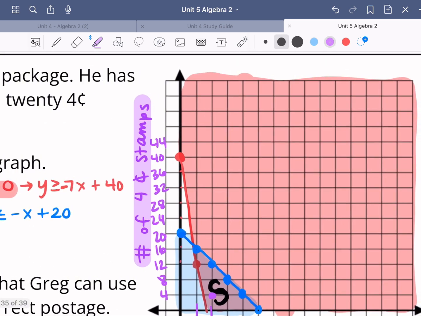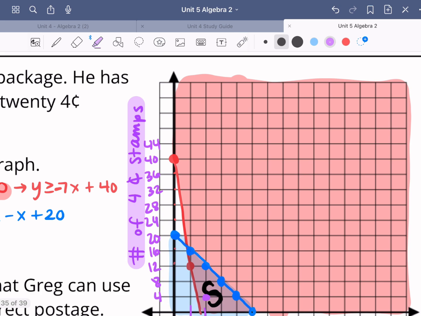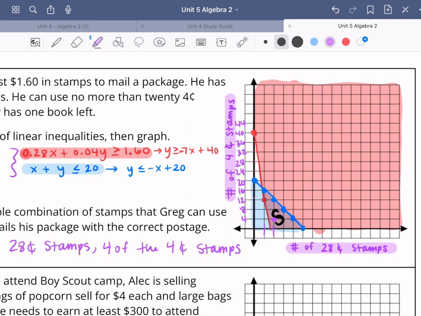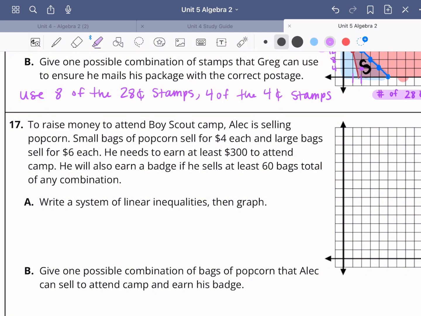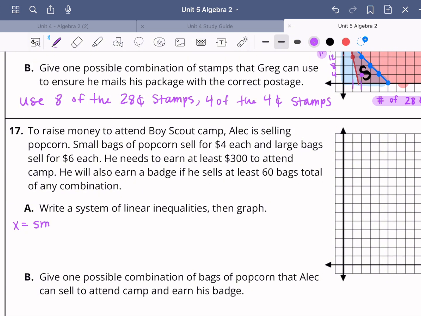All right, we are on to our last word problem here and last problem in general. So we have a Boy Scout camp. We have popcorn, we have large bags, and it looks like small bags. So the small bags, which I'm going to do as X, sell for $4 each. And it's just the number of bags. And then Y is going to be how many large bags were sold.